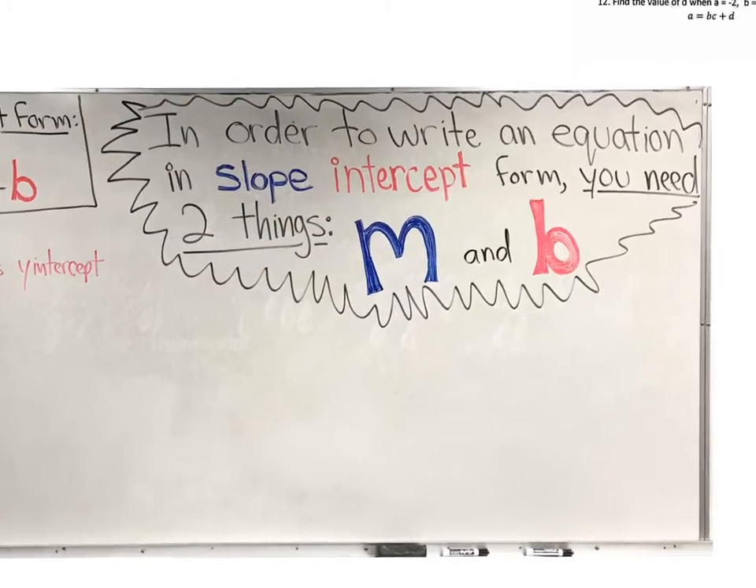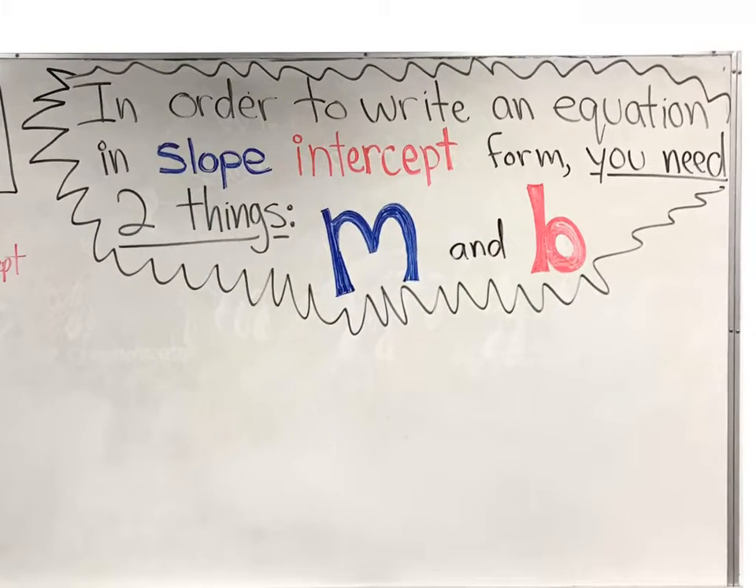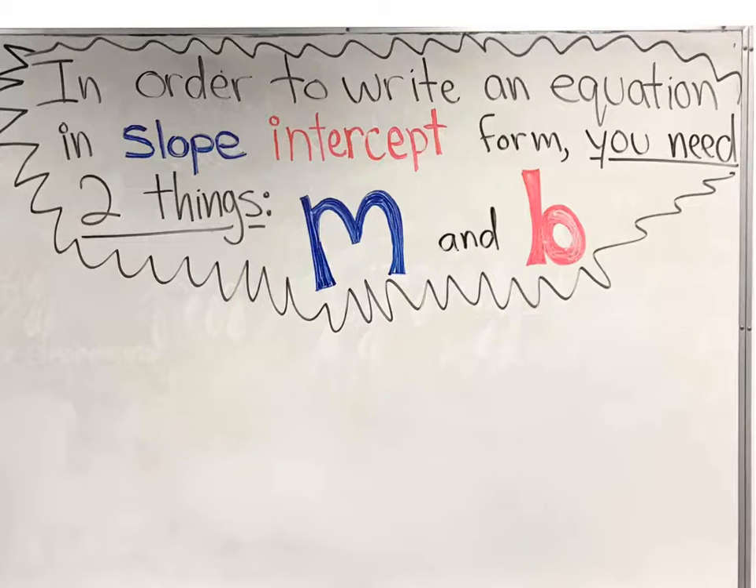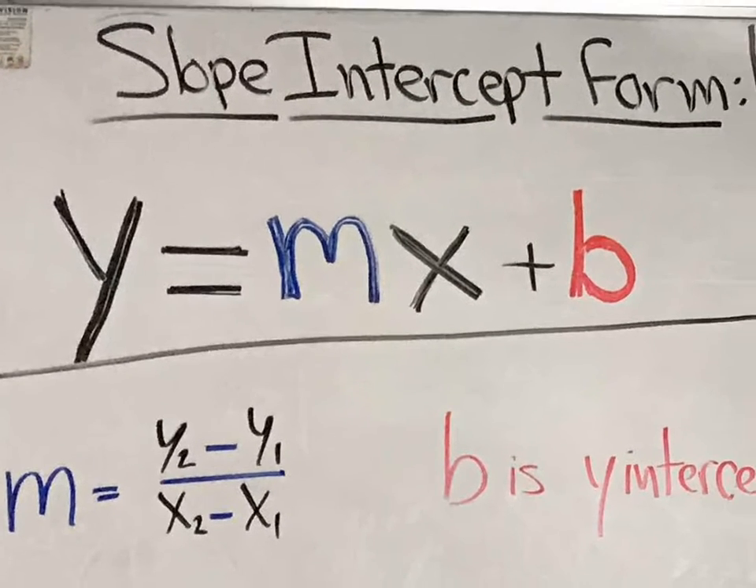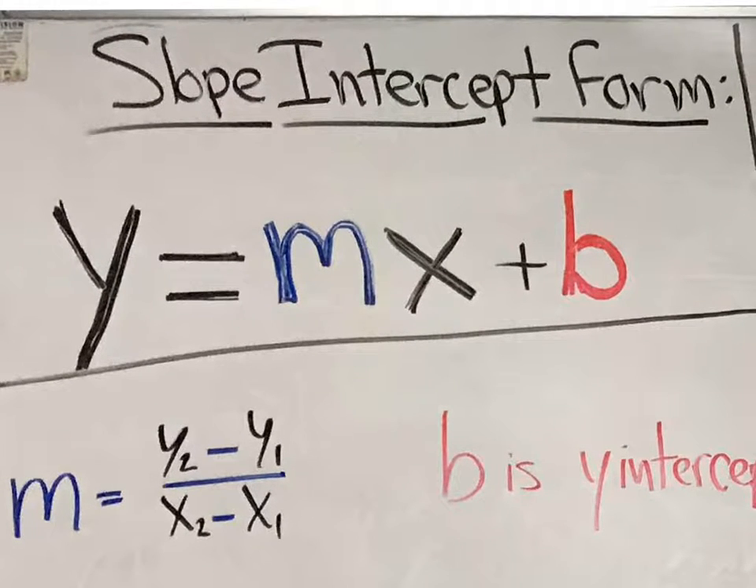The fact that I want to state is, in order to write an equation in slope-intercept form, you need two things. You need the m and you need the b. That's the only way you're going to be able to write it in slope-intercept form. This is slope-intercept form right here. So if you know that the slope is 3 and the y-intercept is 4, then you could say that the equation is y equals 3x plus 4.